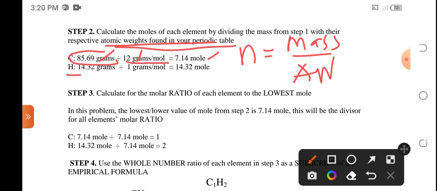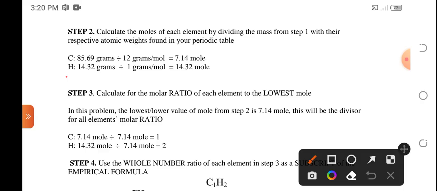For hydrogen, the hydrogen is 14.32 grams from step number 1. Divide this by 1 gram per mole from your periodic table. The grams will be cancelled, leaving us with 14.32 moles. Now that we have the individual moles, we could then proceed to step number 3, which is finding the ratio using the lowest mole.